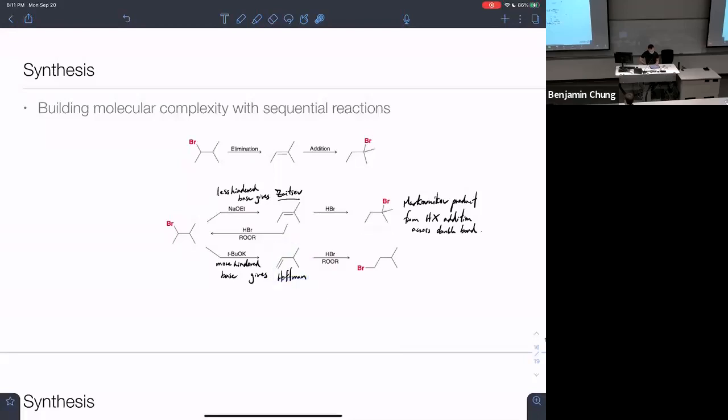But what we can get to, for example, if we want the bromine on the less substituted carbon, that is the anti-Markovnikov product. And we can achieve that by doing the radical-based HBr addition. So HBr in the presence of the peroxide.